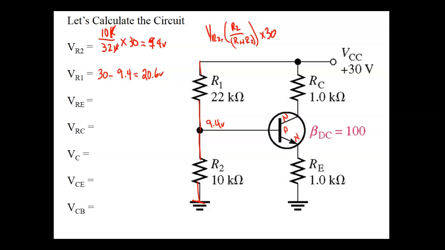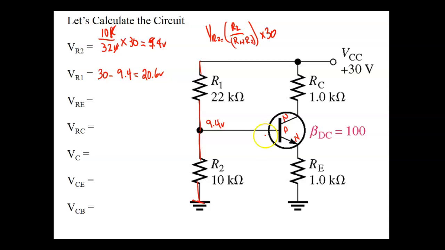Is the emitter more negative than the base? Yes or no? So is 9.4 volts more positive than circuit common? We consider circuit common to be 0 volts, right? You understand that? So sure, it's forward bias. So what would VRE be equal to?